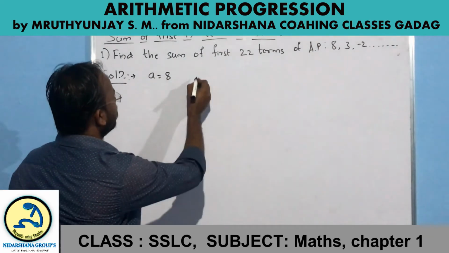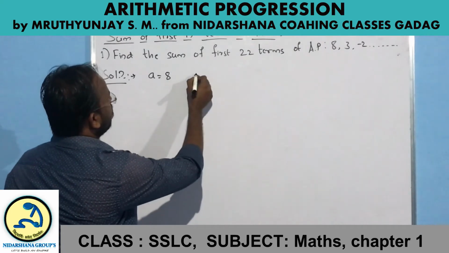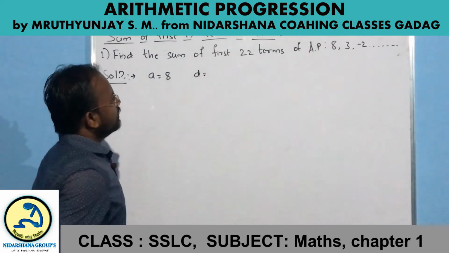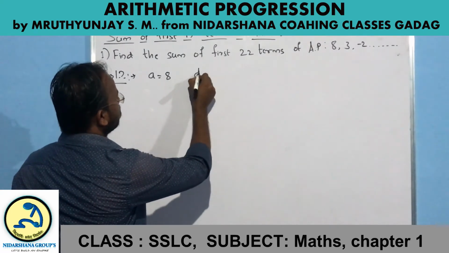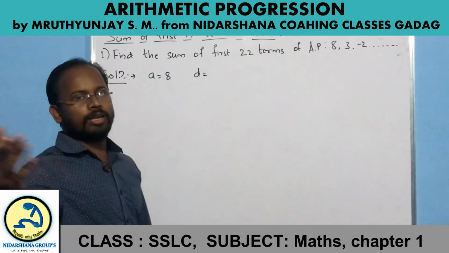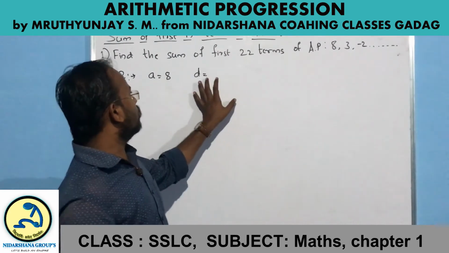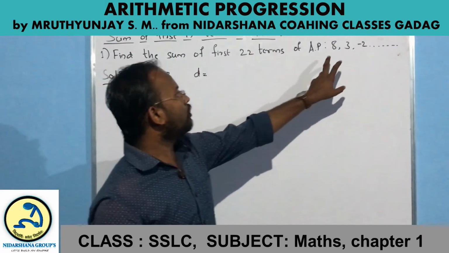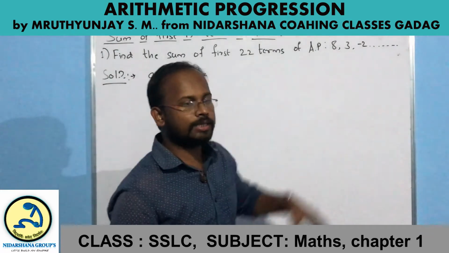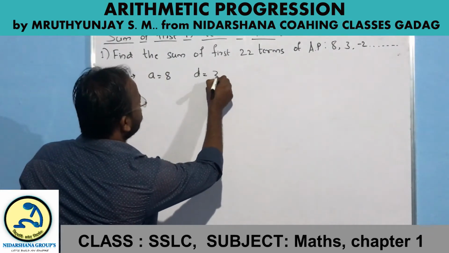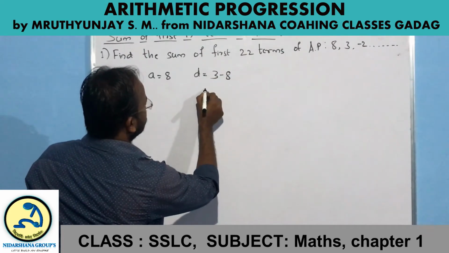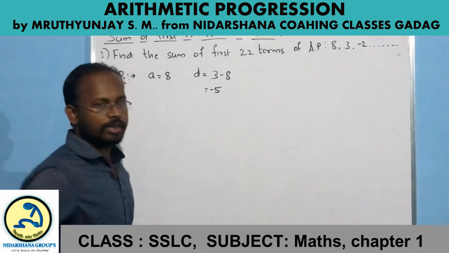Then we need to calculate common difference. So common difference d is equal to second term minus first term. We need to subtract one term from the next term. To calculate the difference, we subtract the first term from the second term. That becomes 3 minus 8, that is minus 5 is the common difference here.